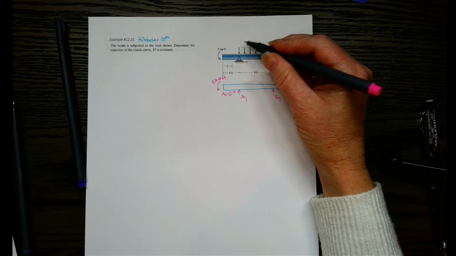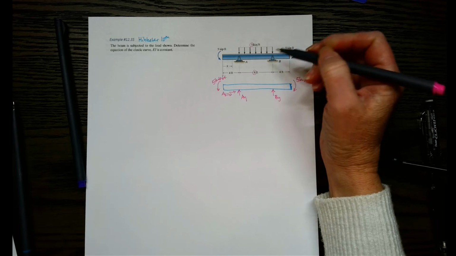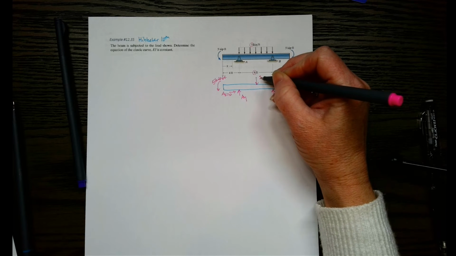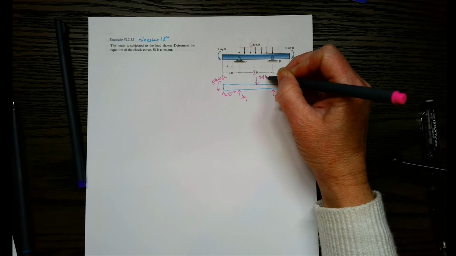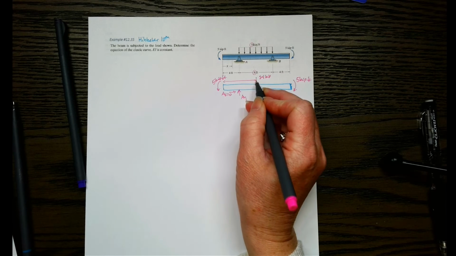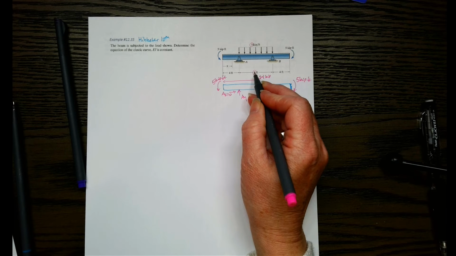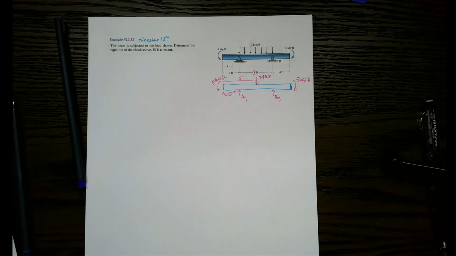And then we've got this distributed load. So to get the resultant here for this one, we're just going to take the 3, multiply it by 8. That gives me 24 kip. All right. And then if we measure from over here, that would be located 4 feet to the right of A, so that would be a total of 8 feet there.